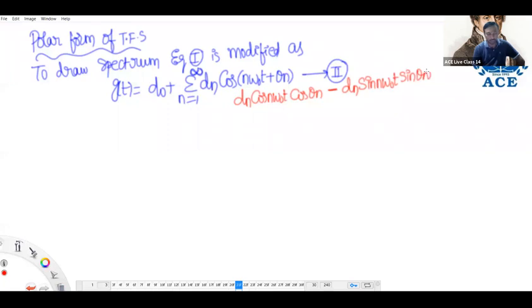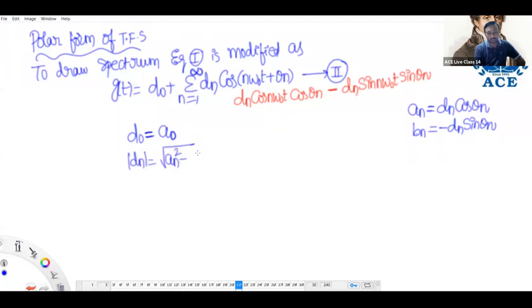So by comparing equations 1 and 2, what is the conclusion you will get? Instead of an cos n omega naught t, in an place which term did we get? dn cos theta n. In bn sin n omega naught t, in bn place which term did we get? Minus dn sin theta n. So by comparison, d naught equals a naught. What is an square plus bn square? On the right side, dn square. Mod dn is root of an square plus bn square.